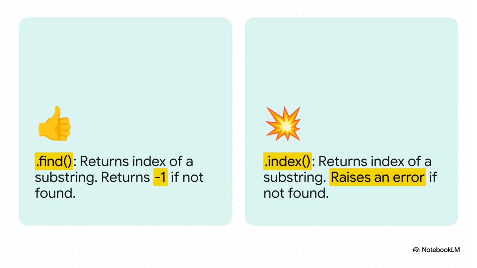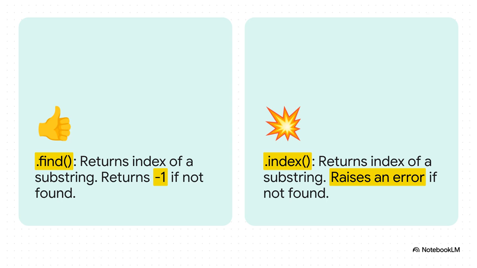Okay, this next one is a classic gotcha for Python developers. We have two methods that seem to do the same thing, .find and .index. Both look for a substring and tell you where it starts. But here's the crucial difference. If .find doesn't see the text, it just calmly returns -1, no big deal. .index, on the other hand, throws a big, angry error and can crash your program.